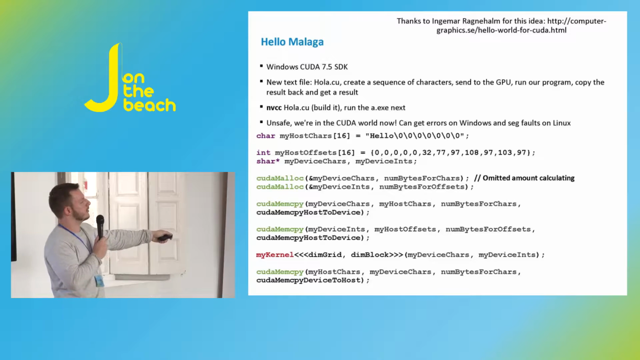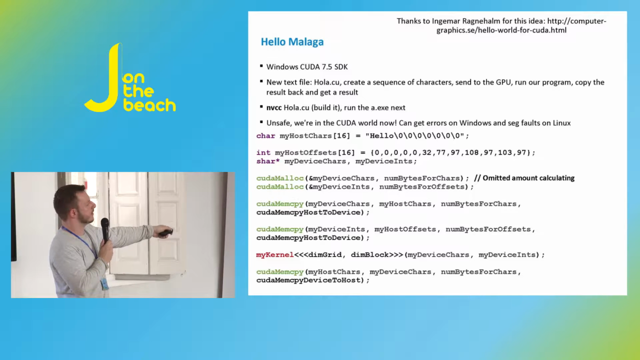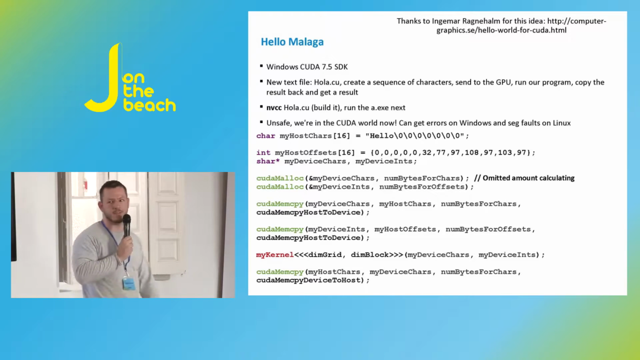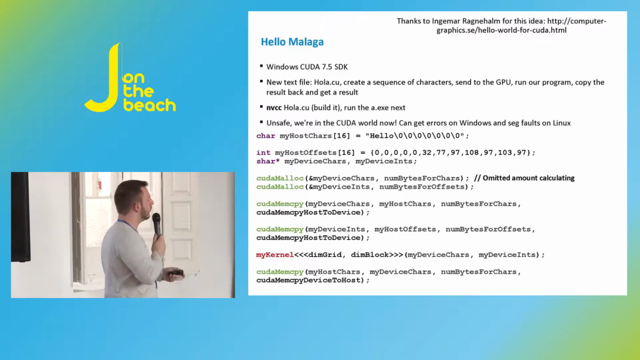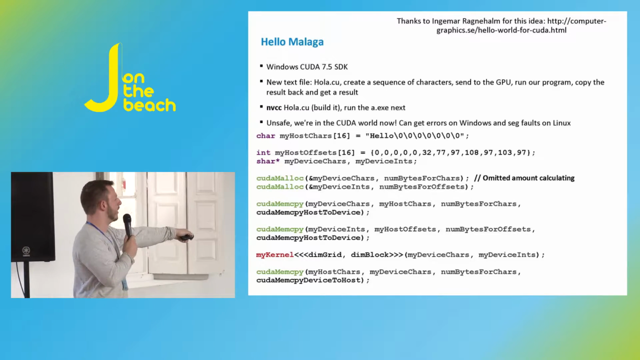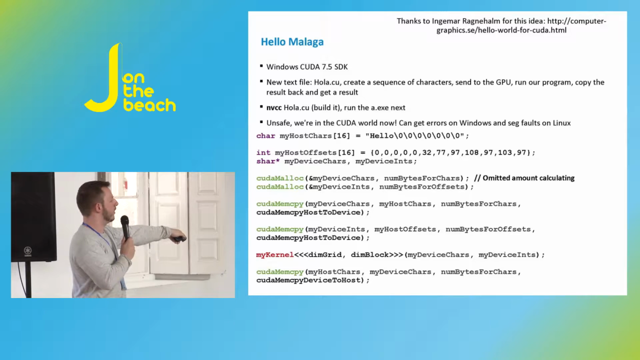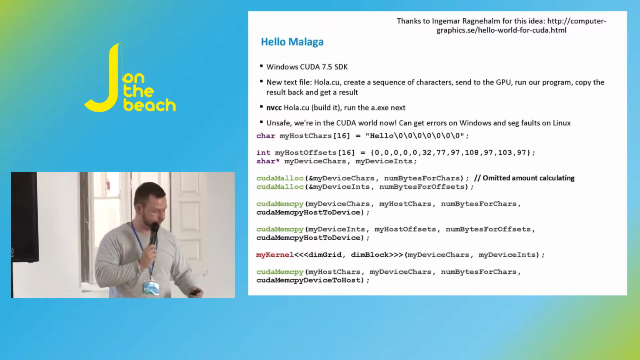So what we're going to do is transfer these integers to the GPU, and then we're going to apply these offsets to this. So we don't change the H, we don't change the E, L, L, or that O, but we do change this null character by 32. And in the end, after all of this, you get hello Malaga. And that executes in parallel. So we just do our memcopies down here, we call our kernel, and we get the result back. So we've got to do this every single time.